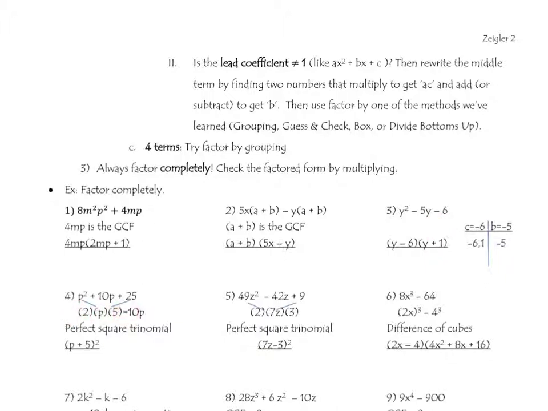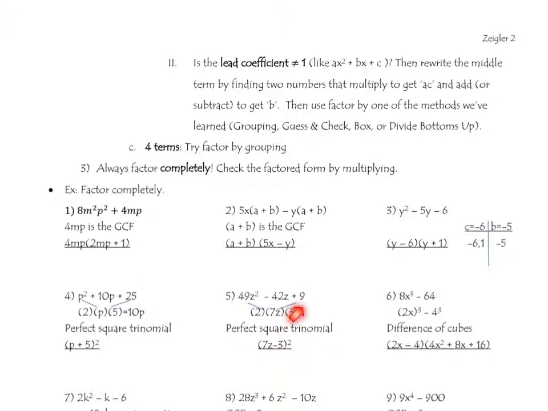In this case, no greatest common factors. It's not a binomial. Is it a perfect square trinomial? Well, p is the root of p squared, and 5 is the root of 25. So then you have to ask yourself, is the middle term 2 times each of these roots? 2 times p times 5, and it is. It's 10p. So that is a perfect square trinomial. And we'll use the formula to factor that, which is simply add the roots, put parentheses, and then square the whole thing.